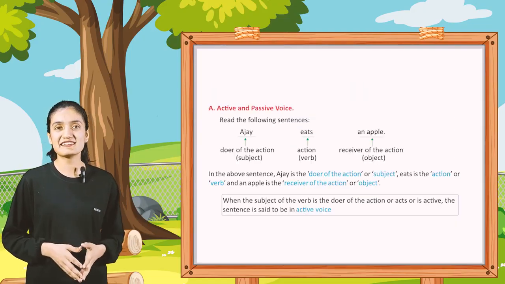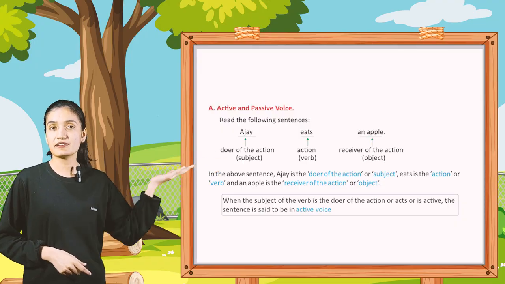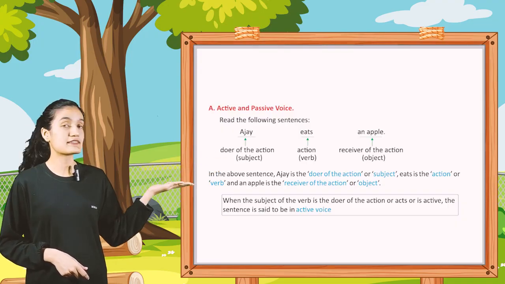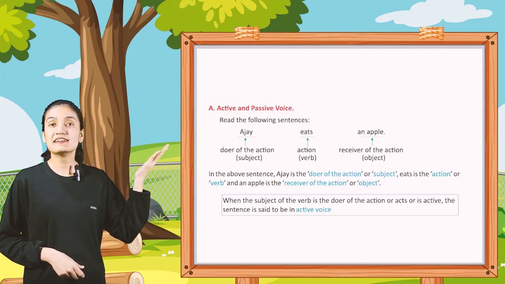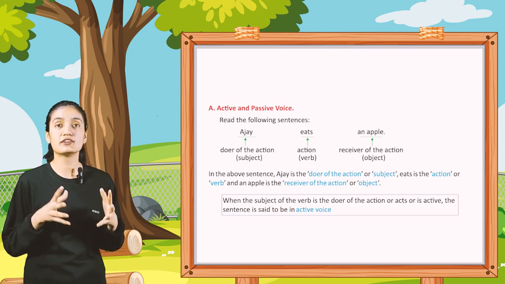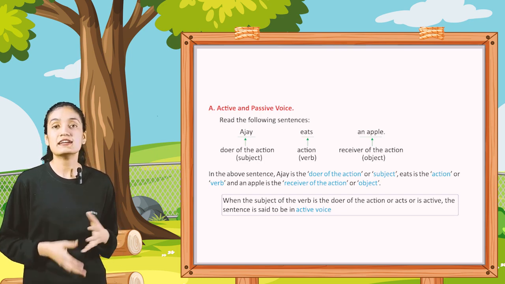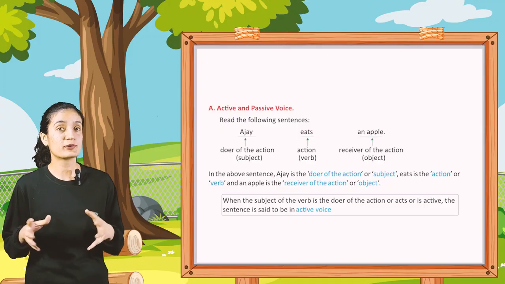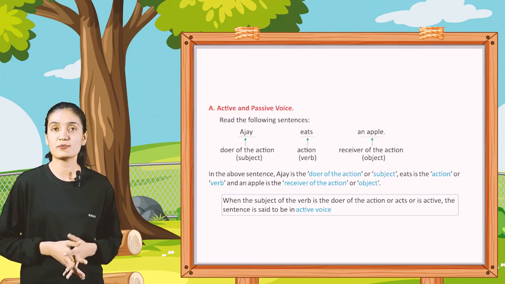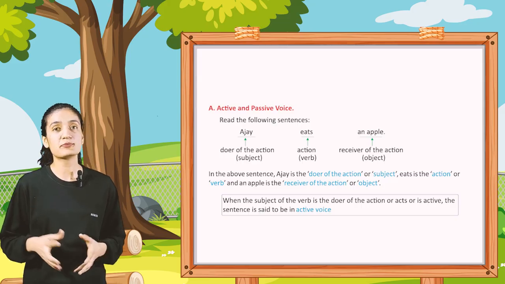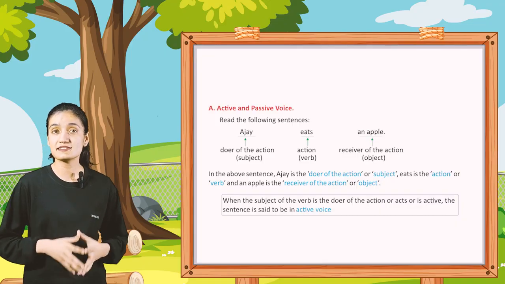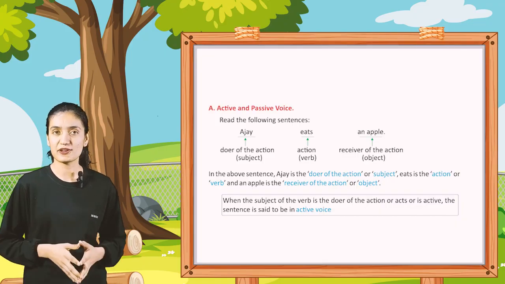Read the following sentences. Ajay eats an apple. Ajay, doer of the action, subject. Eats is action, verb. An apple, receiver of the action, object. In the above sentence, Ajay is the doer of the action or subject. Eats is the action or verb and an apple is the receiver of the action or object. When the subject of the verb is the doer of the action or acts or is active, the sentence is said to be in active voice.